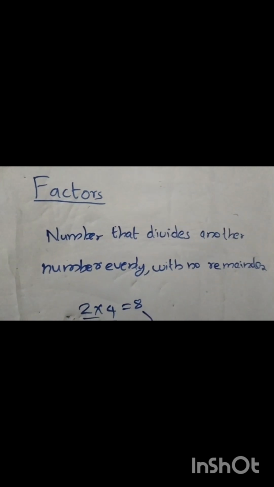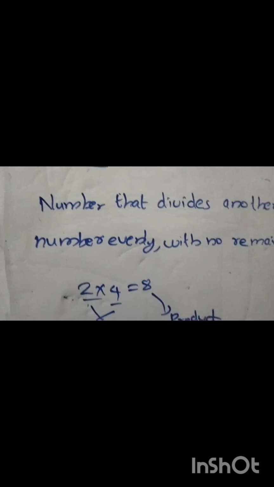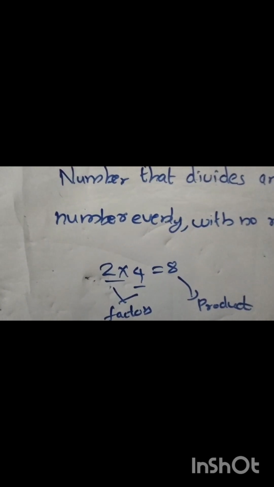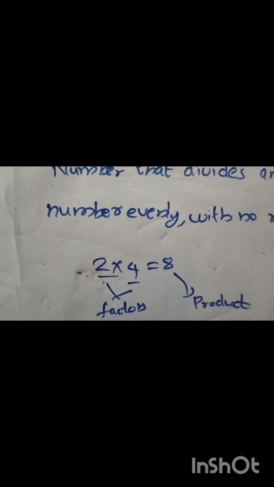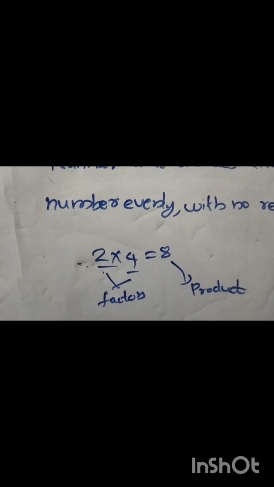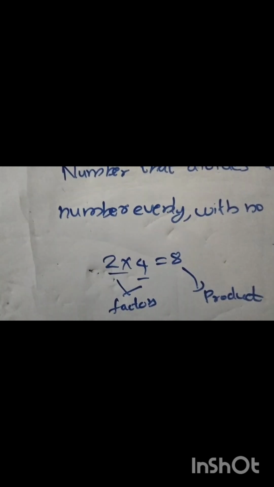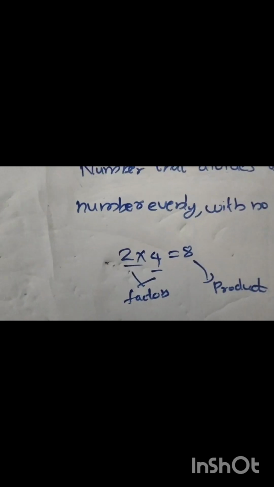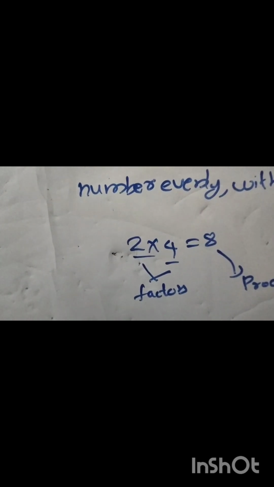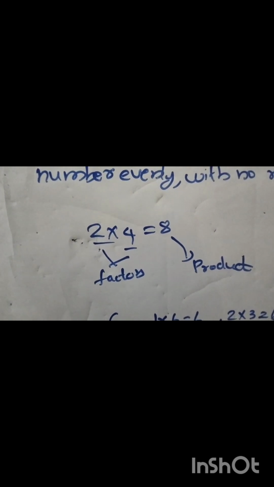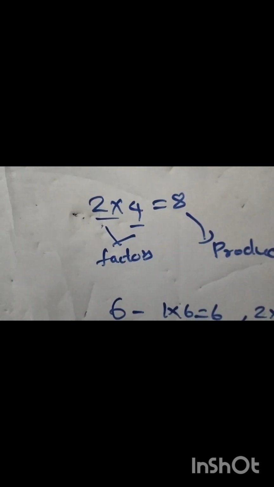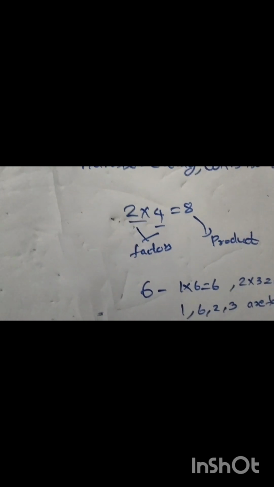So what are factors? The numbers that can divide a given number completely, with no remainder, are the factors. For example, 2 into 4 equal to 8. That is, we get the product 8 with the factors 2 and 4. That is, 2 and 4 are the factors. We can divide 8 completely by 2 with no remainder, and we can divide 8 by 4 completely. So 2 and 4 are the factors.